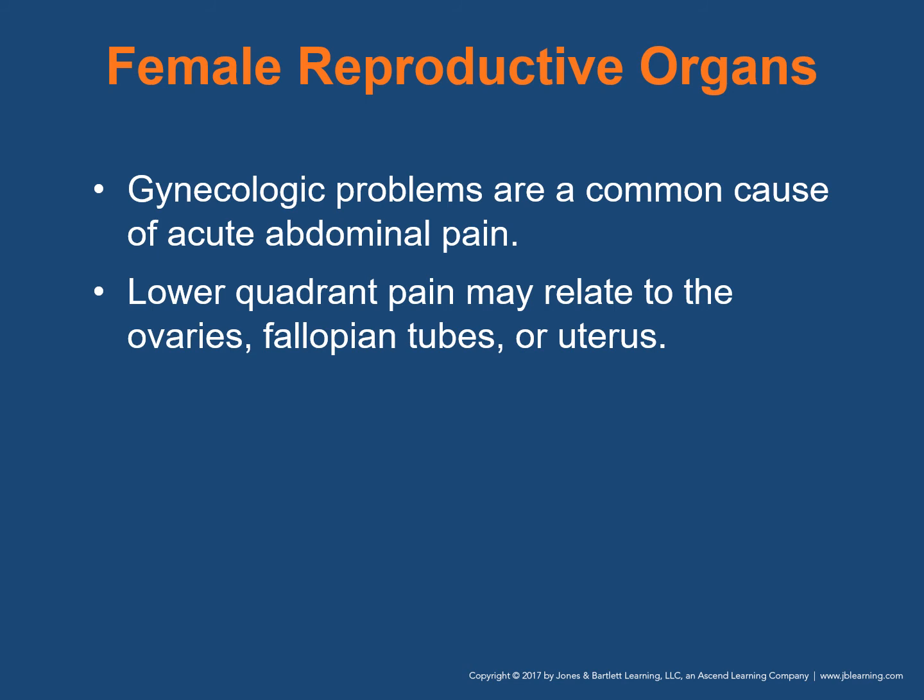We do see many gynecologic problems in the females that result in acute abdominal pain. And any lower quadrant pain may relate to issues with the ovaries, the fallopian tubes, or the uterus. So it may just be that it is part of the menstrual period and they suffer from severe, significant cramping. Could be it's ovarian cysts, or even what's called a torsion of the fallopian tube, where it gets all twisted up and it isn't getting the blood flow.